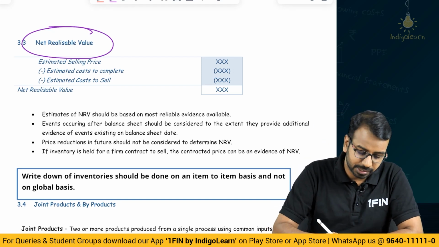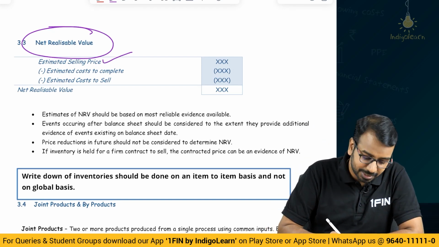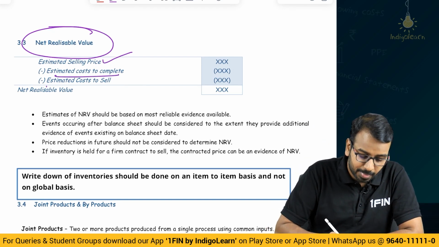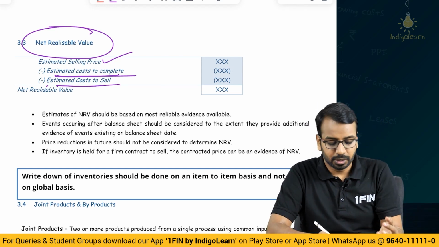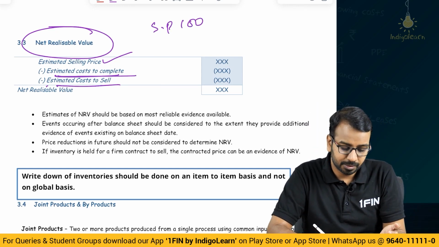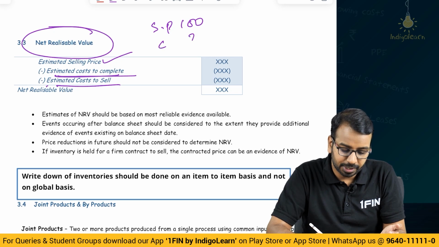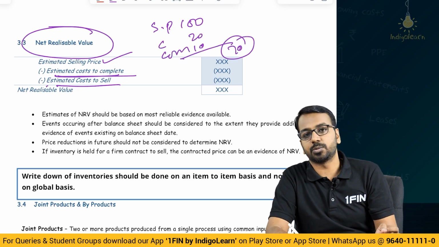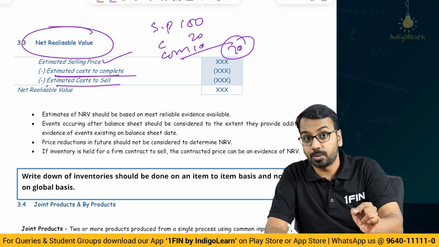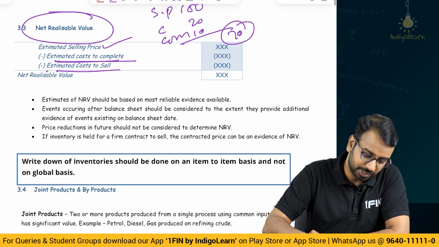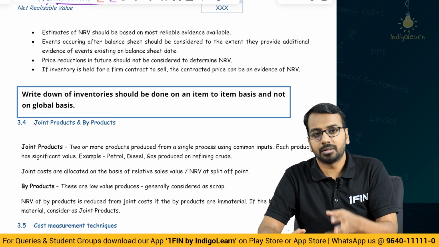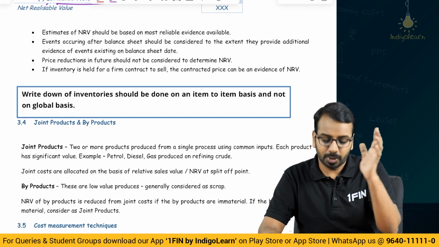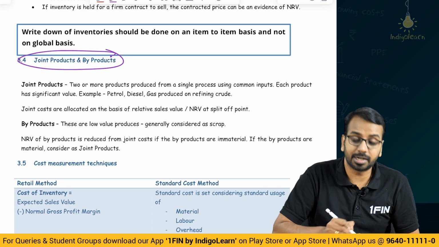Net realizable value is your selling price minus estimated cost to complete and estimated cost to sell. So they will give you that selling price is 100, cost to complete is 20, commission on sale is 10. So 70 becomes your net realizable value. Lower of cost and net realizable value should be the value of your inventory. Sometimes for computation of NRV, if there is a firm contract with the customer, then that rate can also be taken. Then you have the concept of joint and byproducts.